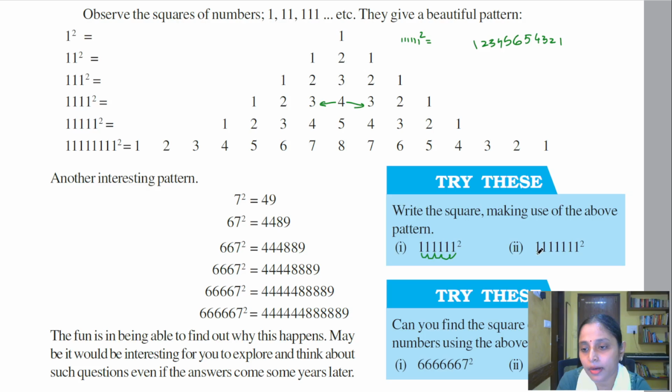Next, I have 1, 2, 3, 4, 5, 6, 7. Okay, so 1111111 square is equal to, because I have 7 ones, let me write down 7 first. And then 6, 5, 4, 3, 2, 1, 6, 5, 4, 3, 2, 1. That's it. That's my answer for this question. So looking at this pattern, you can see that this is the answer.